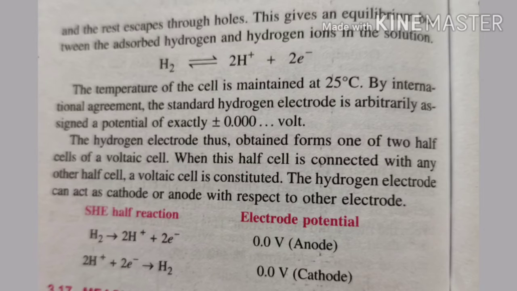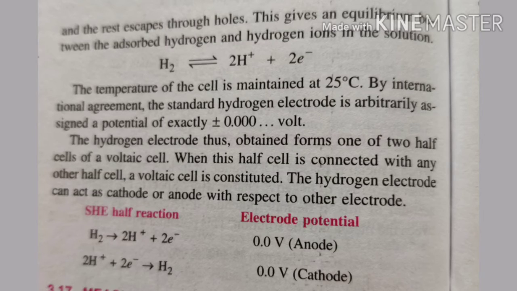Now this hydrogen electrode is used to find out the electrode potential of other metals. You can see here that the hydrogen electrode can work as anode or as cathode. For metals which are more reactive than hydrogen, the metal will act as anode and the hydrogen will act as cathode. For metals which are less reactive than hydrogen, the metal has more tendency to reduce, so the hydrogen electrode will act as anode and that metal electrode will act as cathode.